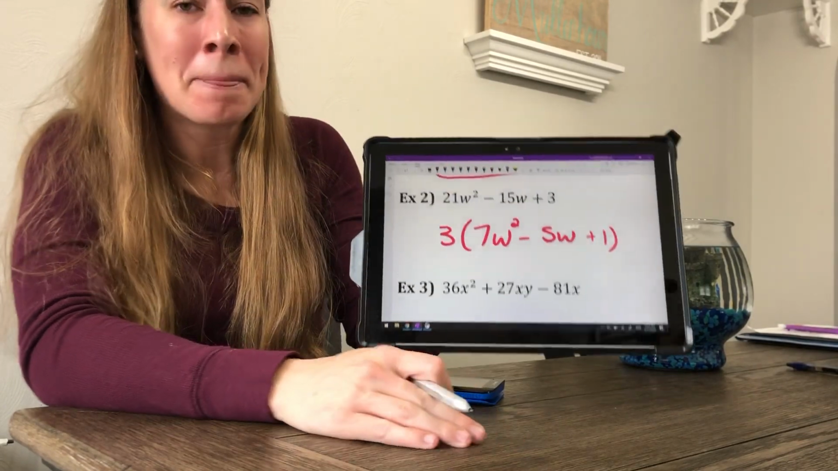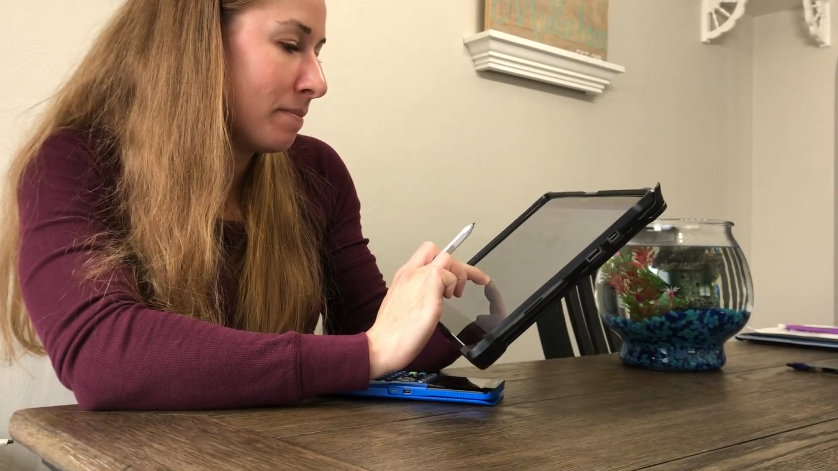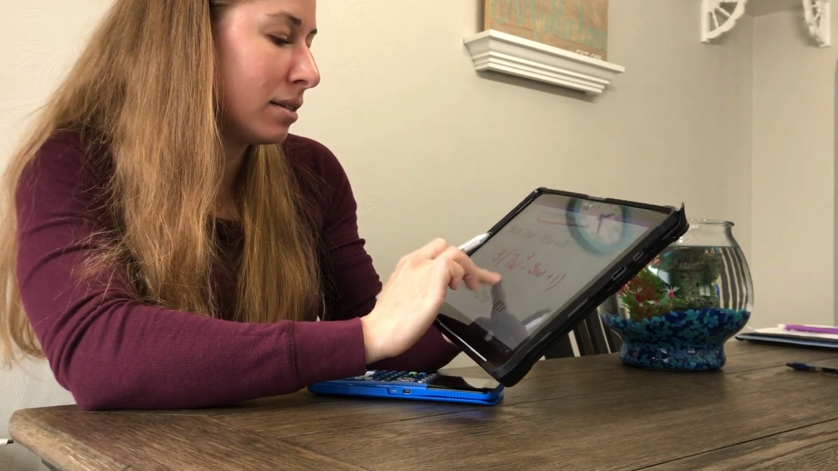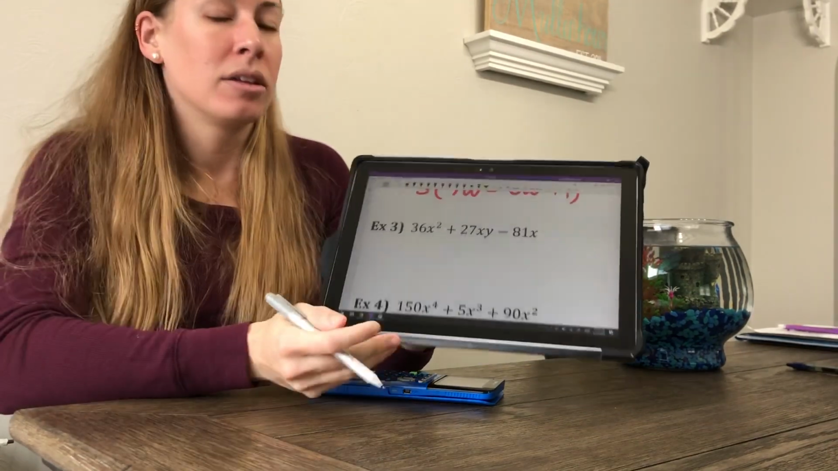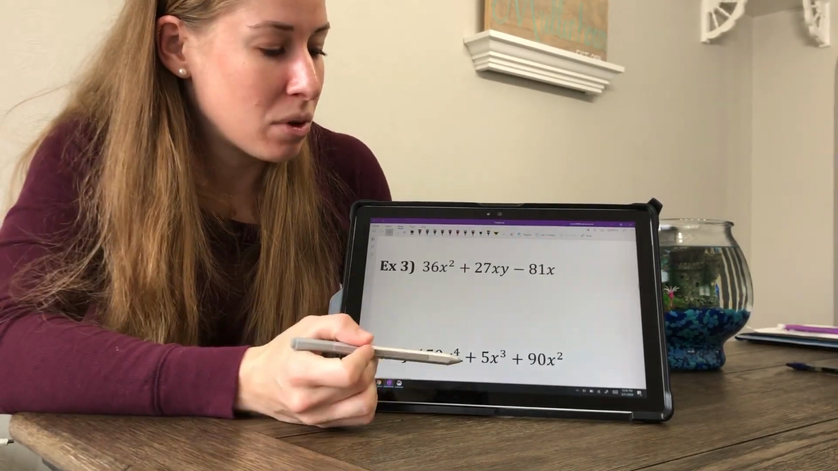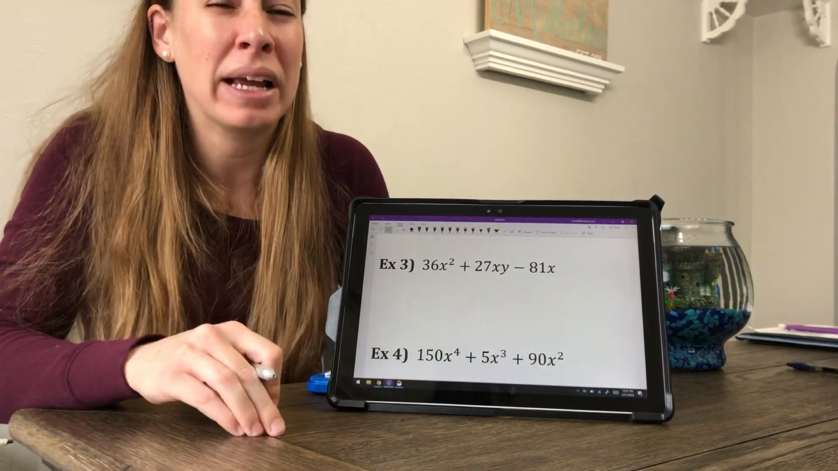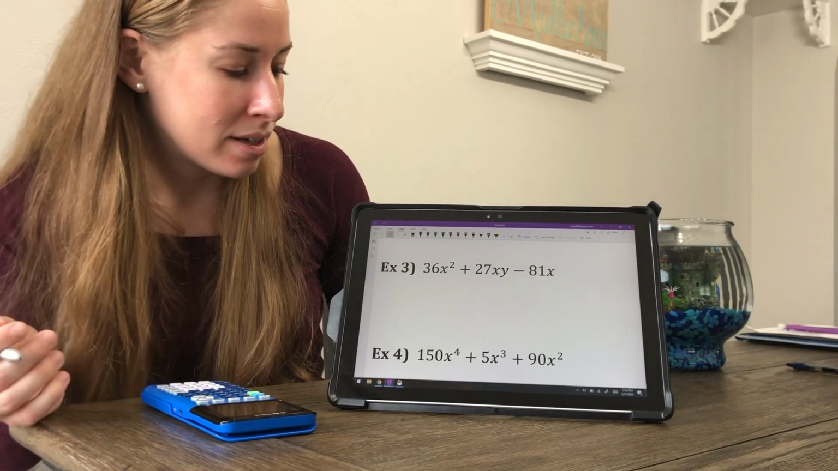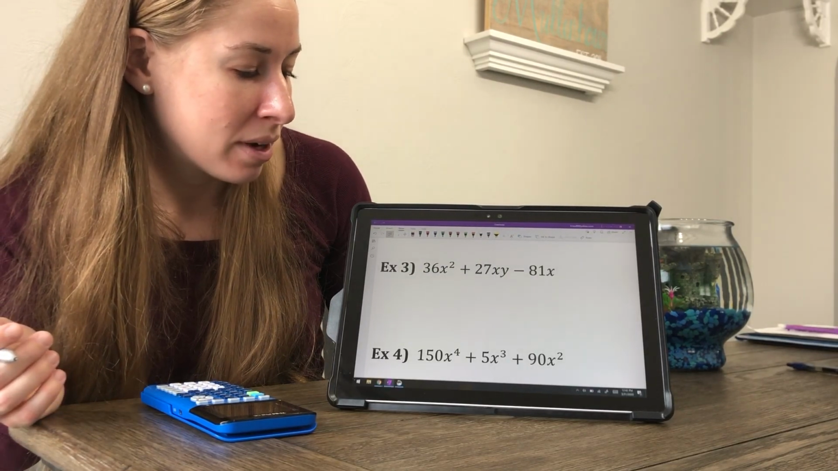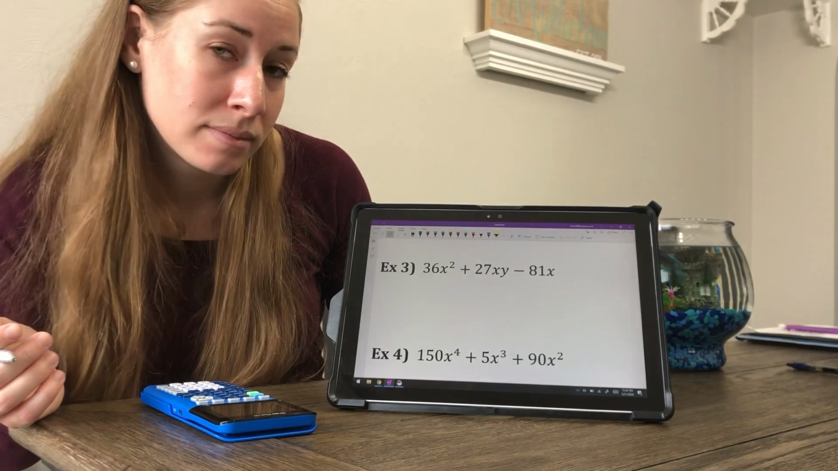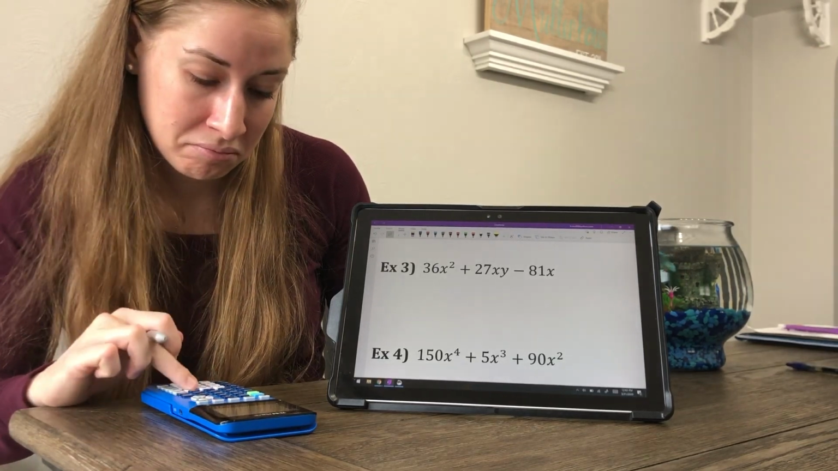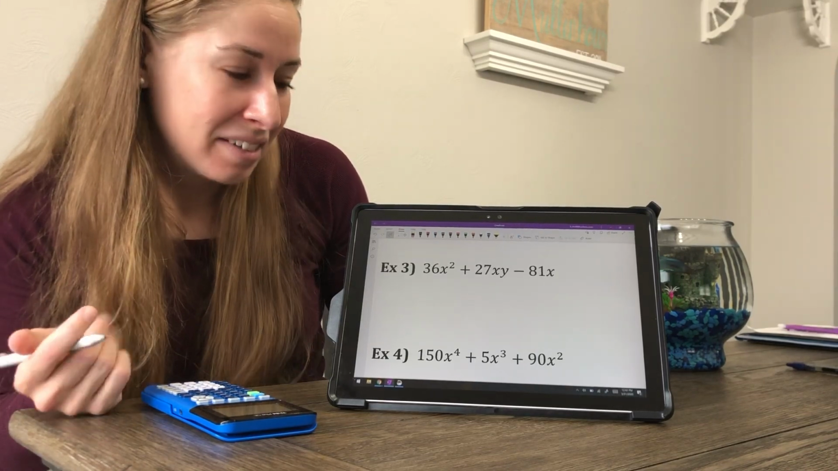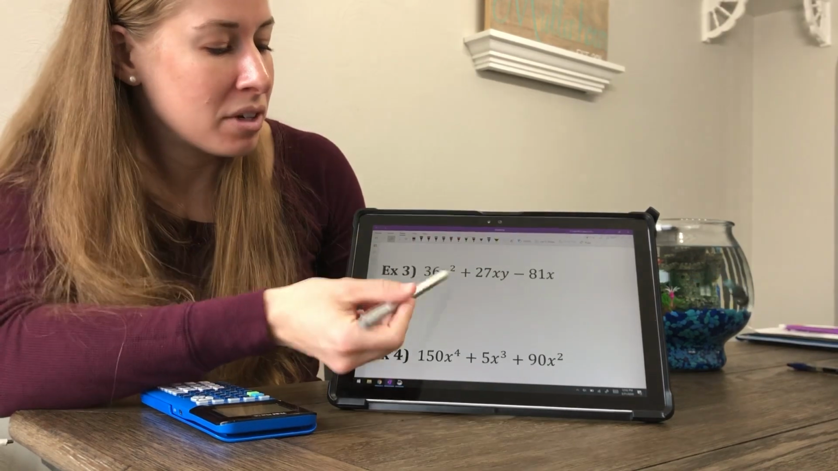Okay, here we go. Let's look at number 3. Okay, look at the numbers. 36, 27, 81. What's the biggest number you can divide out of all of them? If you need to, use a calculator. 36, 27, 81. 9. Yeah. So you can divide a 9.